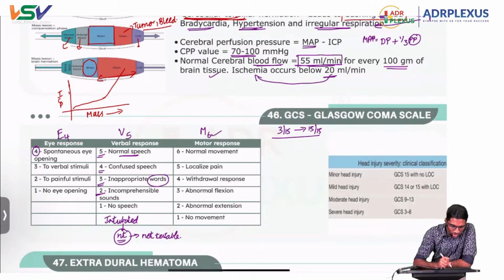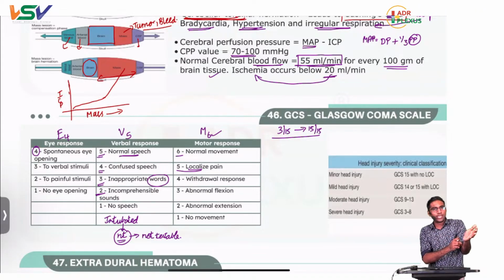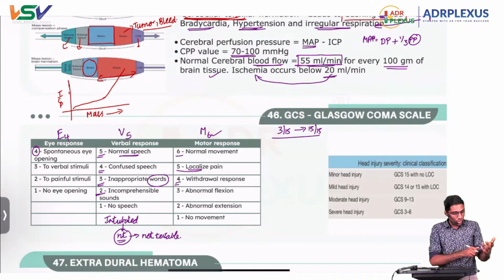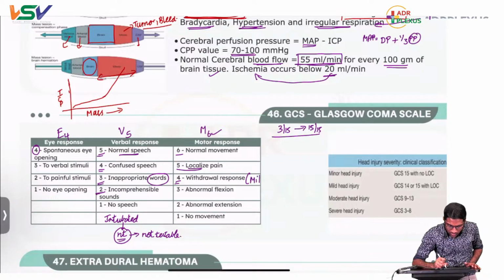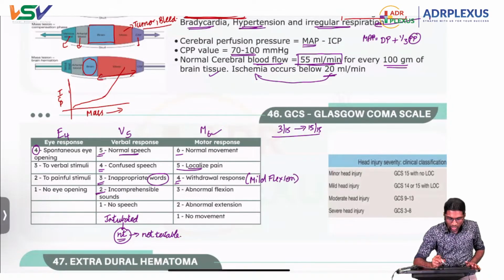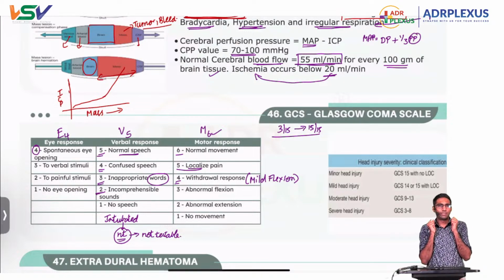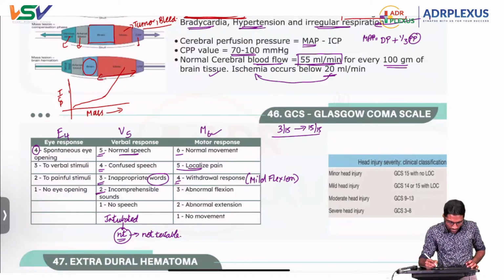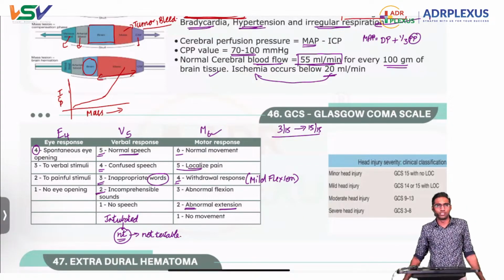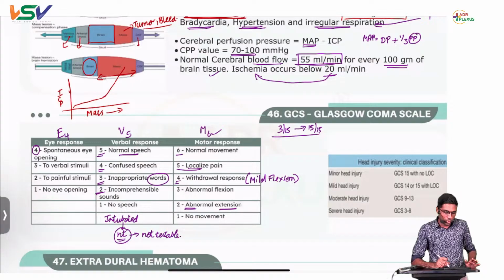Then 6 is motor response. 6 is normal movement. 5 is when you cause pain here, he will be able to localize that this site is paining. Then 4 is when you create a stimulus here, he will withdraw. Thus mild flexion will be there. That is known as mild flexion response. When there is abnormal flexion like this, where the patient keeps the arms like this, this is known as abnormal flexion. Then 2 is abnormal extension. The patient is completely like this, abnormally extended. Then 1 is no movement.